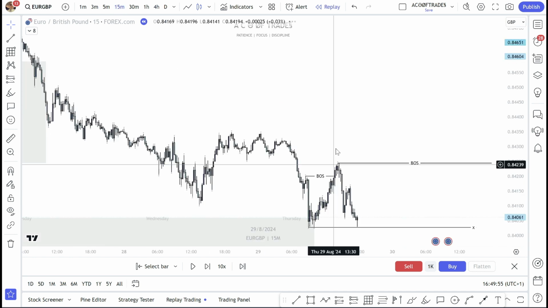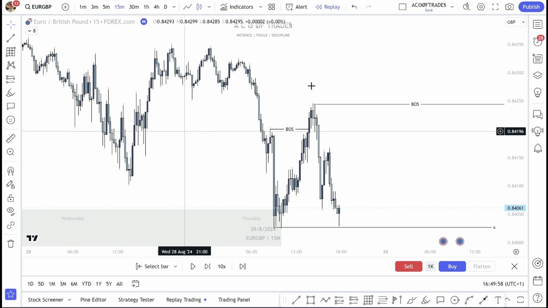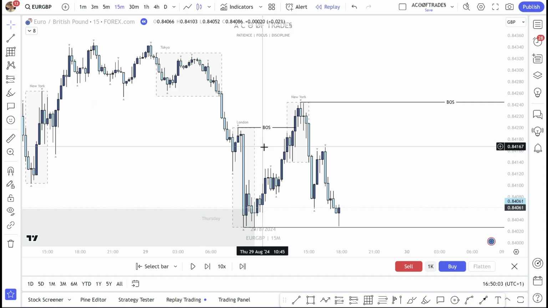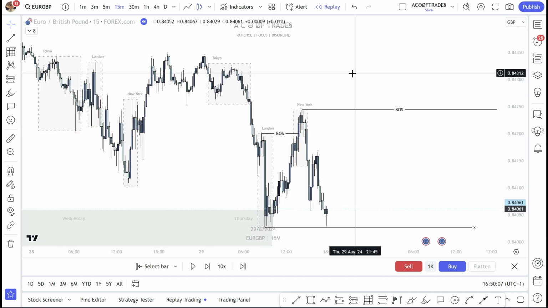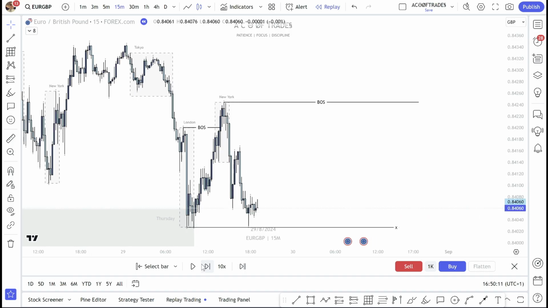Okay, so what do I need? I need some structure on the 15-minute to break, which we have here. So this is our first 15-minute structural break. It is also a flip as well for the additional confirmation. We need the sweep first of all as well.